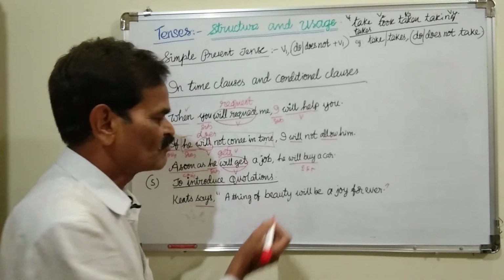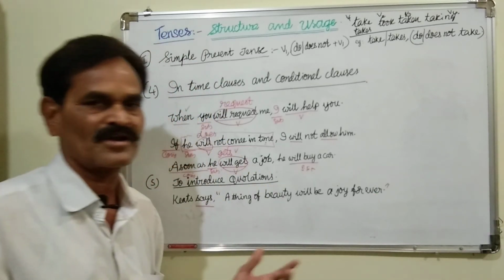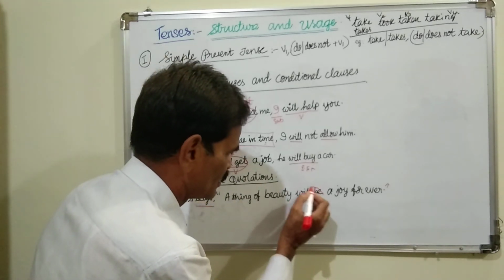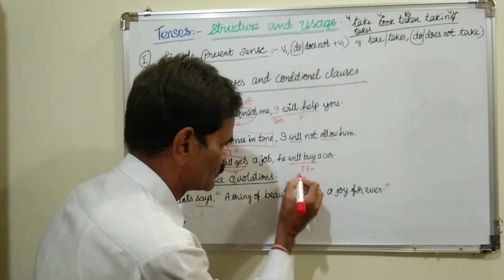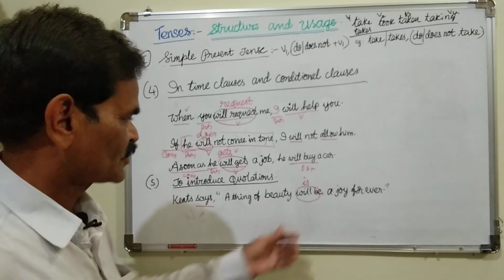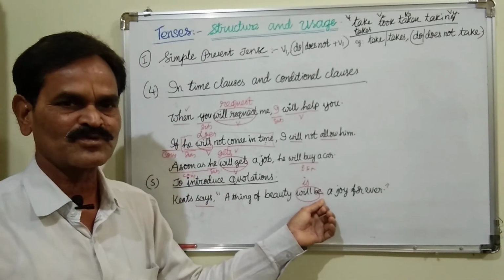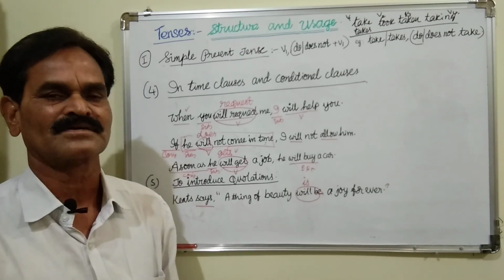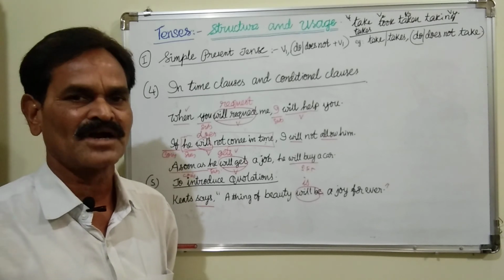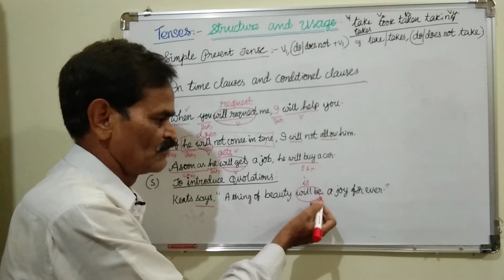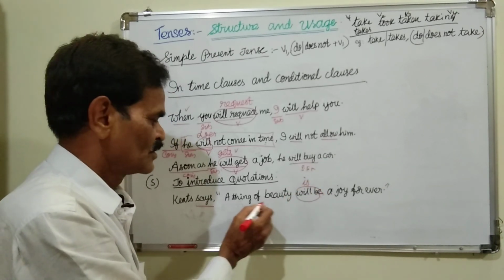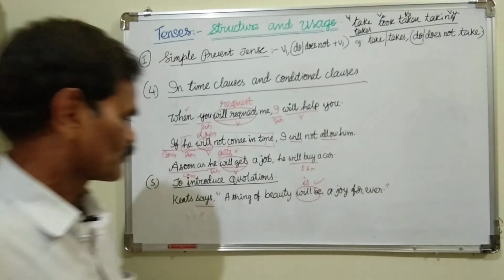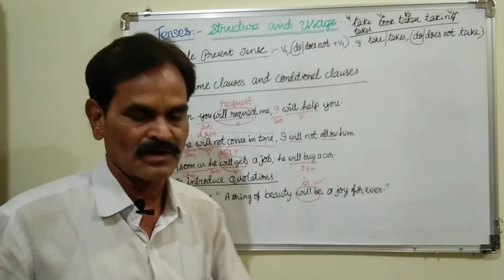Here also, a thing of beauty will be a joy forever. This is a quotation and is a truth. That's why here will be means simple future, but here you must use is, which is simple present tense. Because the be forms we know: am, is, are are present tense, was, were are past tense, be is future tense, been is perfect tenses, being is continuous tenses. So instead of will be, we must use am, is, are. A thing of beauty is singular, so use is only. So, a thing of beauty is a joy forever.